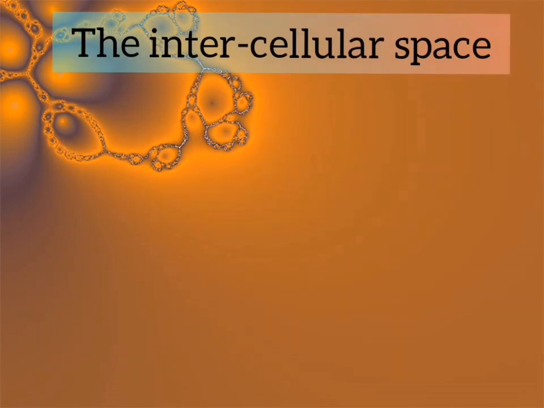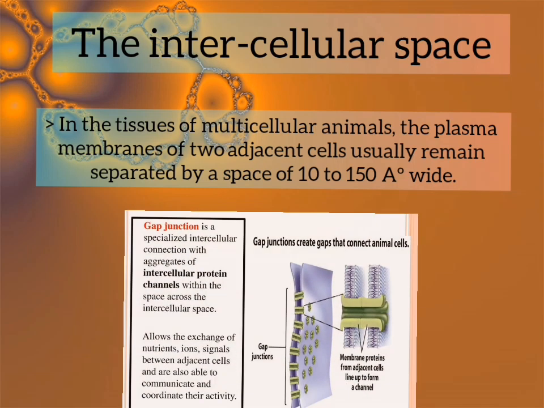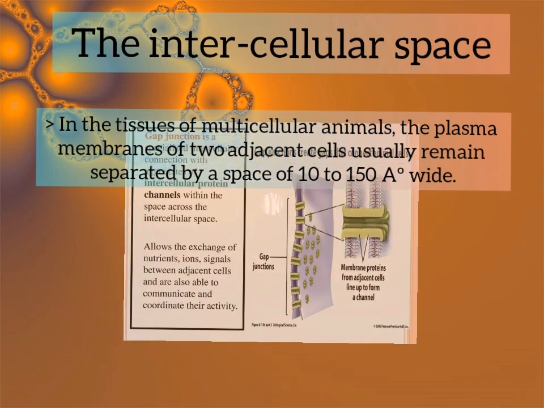So let's proceed to the intercellular space. In the tissues of multicellular animals, the plasma membranes of two adjacent cells usually remain separated by a space of 10 to 150 angstroms wide. This intercellular space, shown in the figure, is uniform and contains a material of low electron density, which can be considered as a connecting substance. This substance is found to be a mucopolysaccharide.